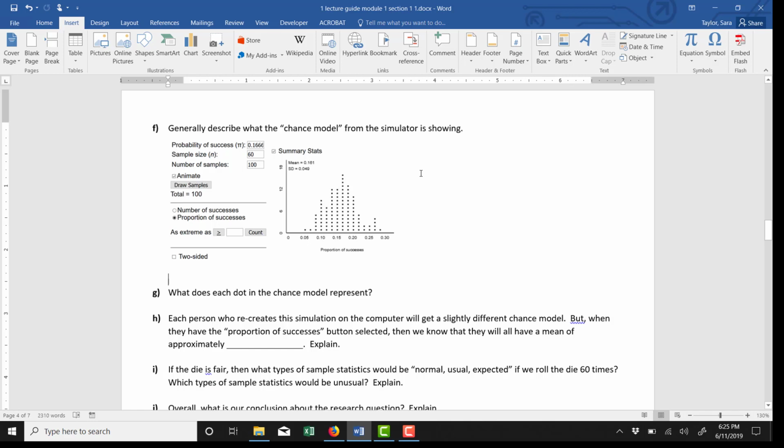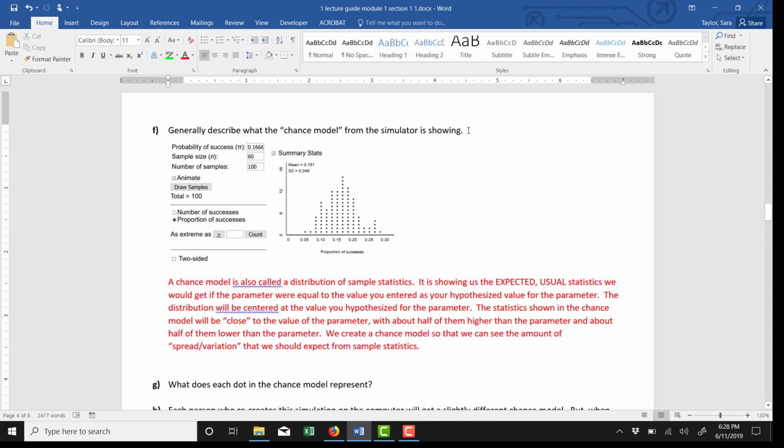All right, part F then says, generally describe what we mean by a chance model and what it is showing. Anytime you're asked to describe your simulation or your chance model or asked to do a simulation, you need to make sure you do a screenshot. So I did a screenshot of my simulated screen and dumped it right into my solutions. My screenshot shows what I entered in the applet and also shows the actual chance model on the right. And I've just written a little bit about what we're looking at here.